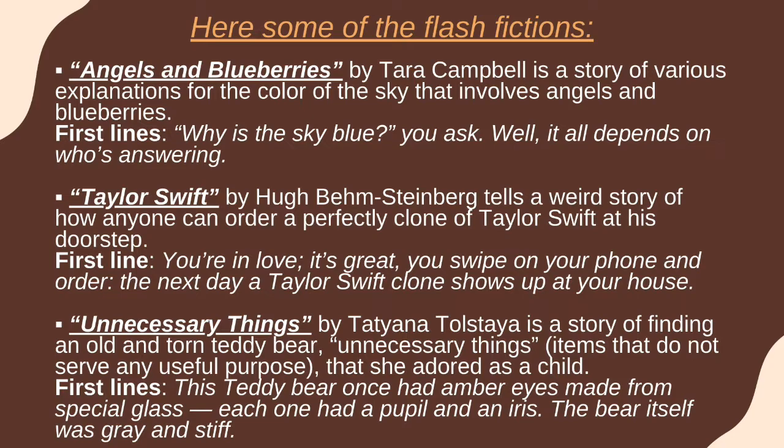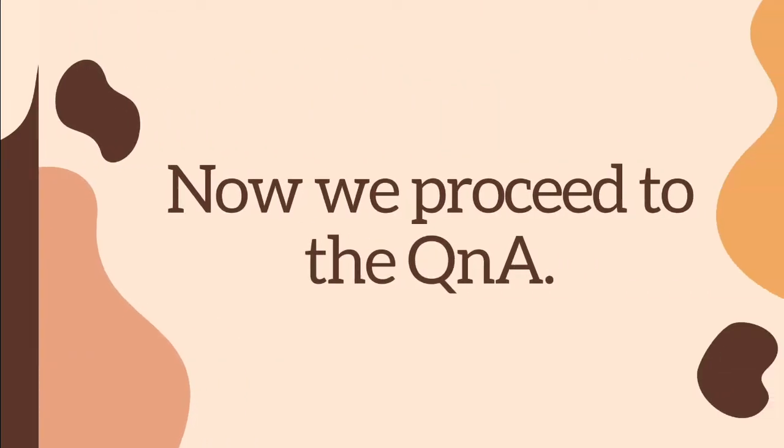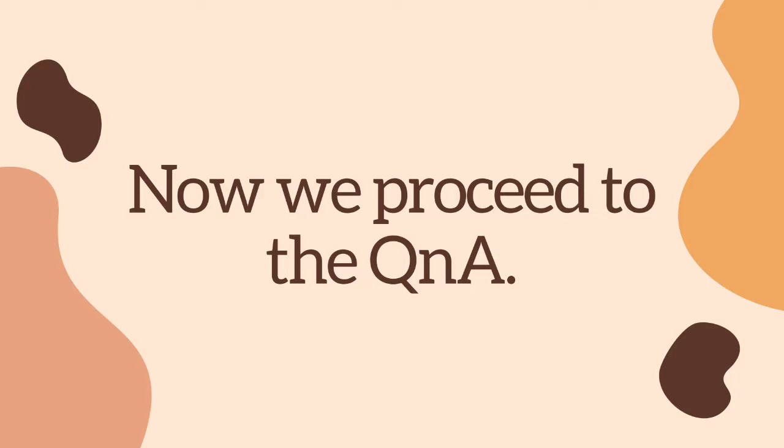Unnecessary Things by Tatiana Tolstaya is a story of finding an old and torn teddy bear. Unnecessary things, items that do not serve any useful purpose, that she adored as a child. First lines: This teddy bear once had amber eyes made from special glass. Each one had a pupil and iris. The bear itself was gray and stiff with wiry fur. I adored him. Now we proceed to the Q&A.